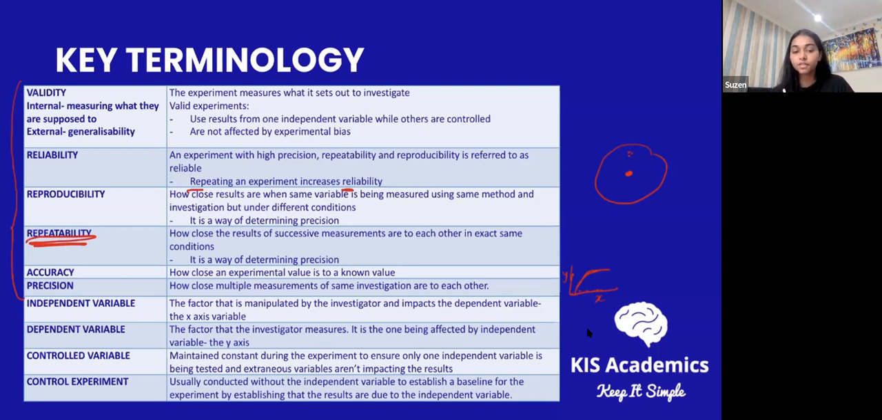This also makes sure that none of the extraneous variables are impacting the results as well. Then you also have a control experiment. A control experiment is usually conducted without the independent variable, and it sets a baseline. Pretty much the main function of the control experiment is to identify whether the results you're producing are actually because of the independent variable or not.